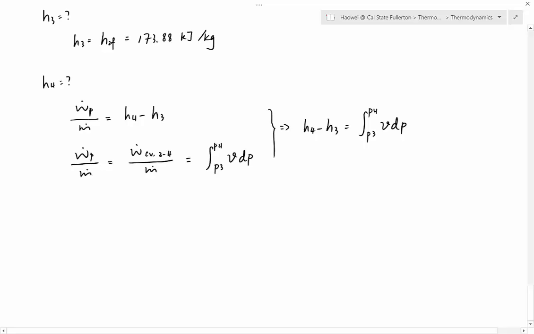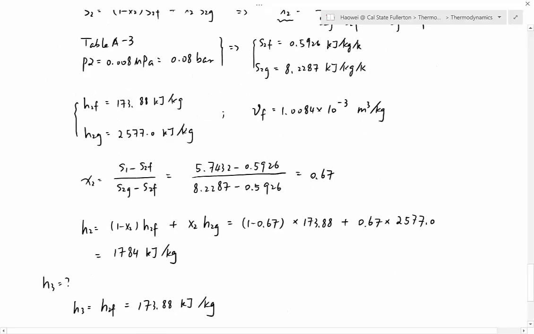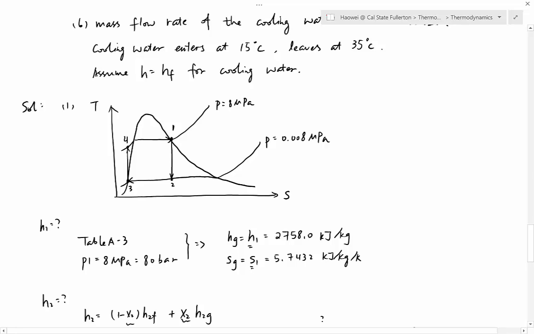Can we find H4 from here? Let's give it a try. H4 is equal to H3 plus integral from P3 to P4 of nu dp. Let's continue. H3 plus, what can we do about the second term on the right-hand side? Let's take a look. From 3 to 4, what is the phase of our working fluid, water? You can see 3 to 4 is to the left of the vapor dome, so everything here is subcooled liquid water. So from 3 to 4, the working fluid is liquid.